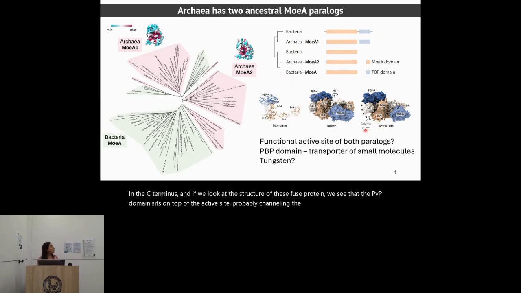So this PBP domain stands for periplasmic binding domain, and this domain belongs to a family of transporters of small molecules, like the ModA system that I mentioned at the beginning, that allows the incorporation of molybdenum inside the cell. So we were revising the literature, and we saw that in some archaea it has been proposed that they don't have the molybdenum cofactor, but instead they have a tungsten cofactor, which is a similar metal in terms of physicochemical properties. So we were wondering if this PBP domain is involved with the incorporation of tungsten in this specific clade of archaea.